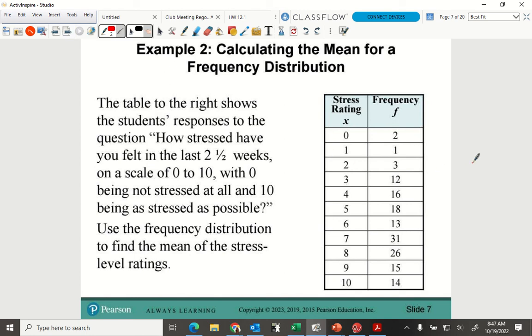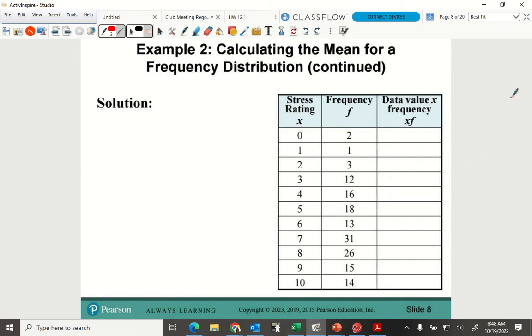To the right shows students' responses to the question, how stressed have you felt in the last 2.5 weeks? On a scale of 0 to 10, with 0 being not stressed at all and 10 being as stressed as possible, use the frequency distribution to find the mean of the stress level ratings. So, I'm going to show you how this works mathematically. We're going to do the data on this first. So this right here is the stress rating. How many times did it happen?